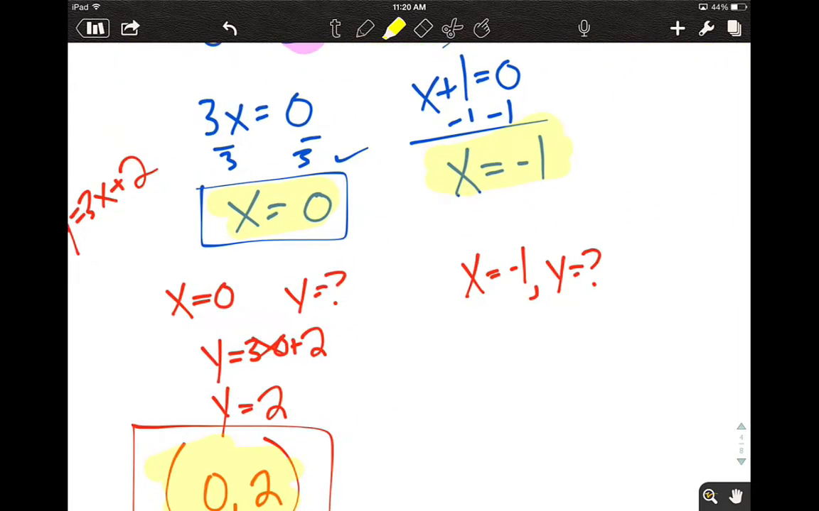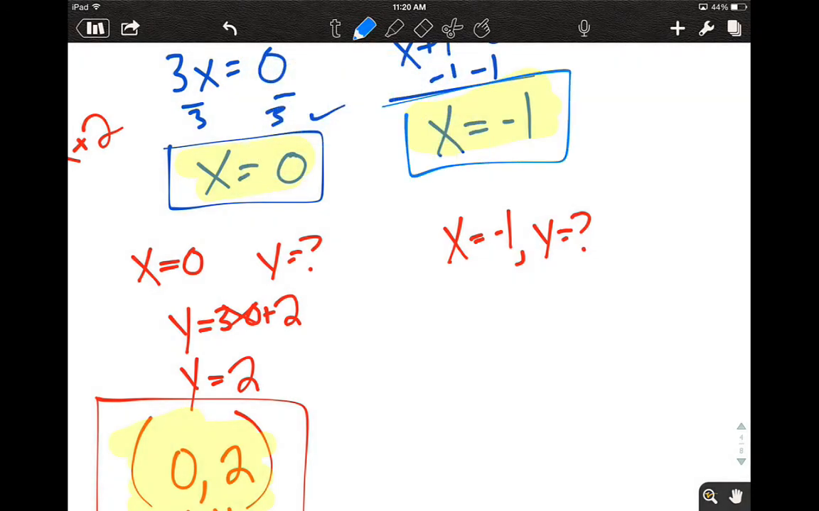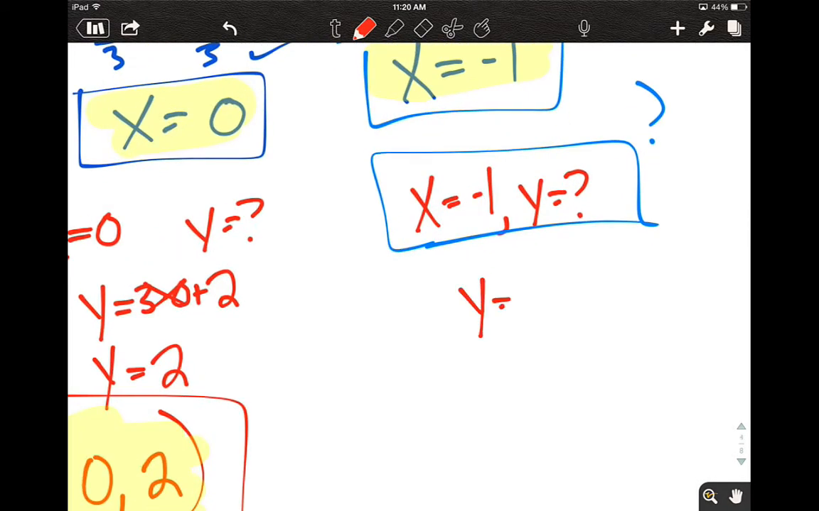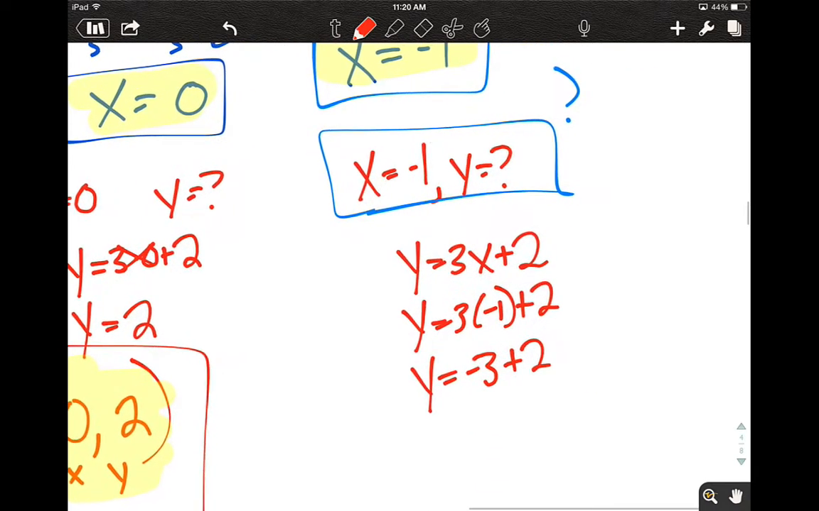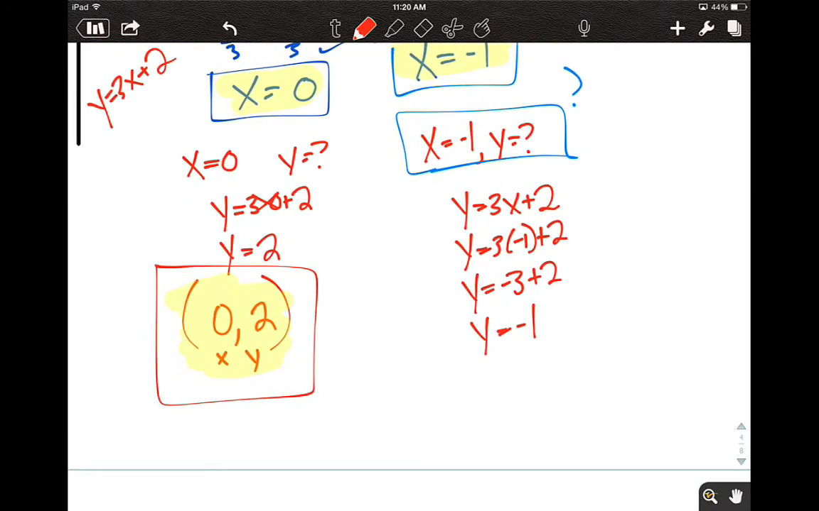Well, I'm going to go back to over here when x is -1. When x is -1, what is y? And again, I think it's going to be easier to use that first equation of y equals 3x plus 2. Y equals 3 times -1 plus 2. Y equals -3 plus 2. So y then equals -1. So my final answer is going to be the point when x is -1 and y then also is -1.